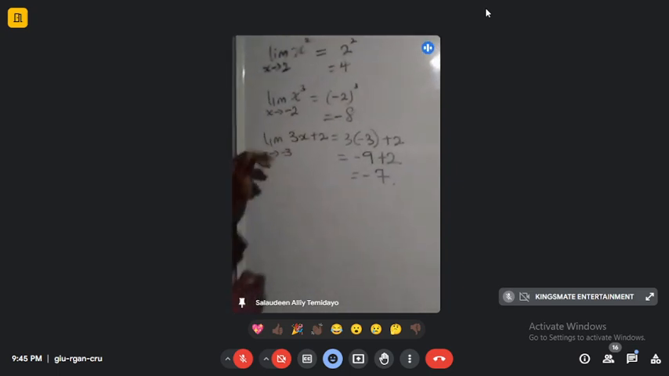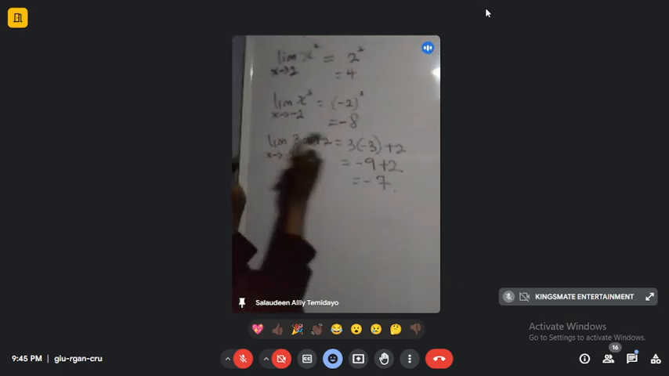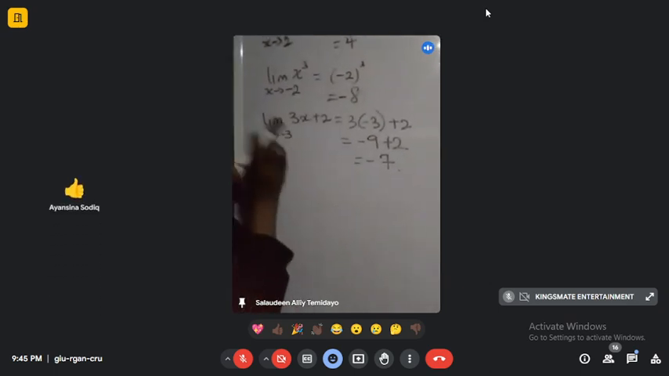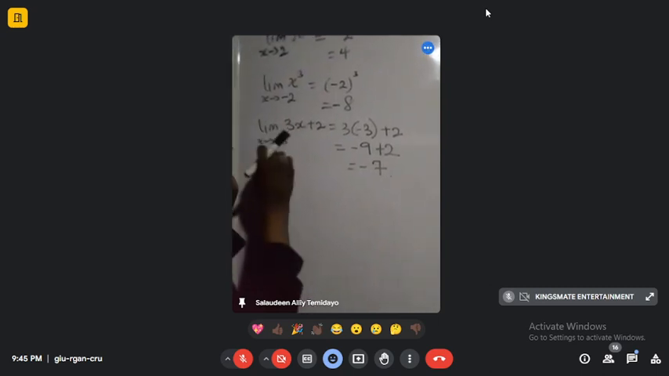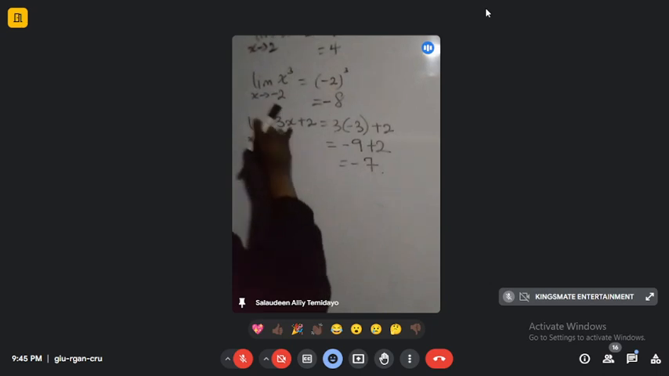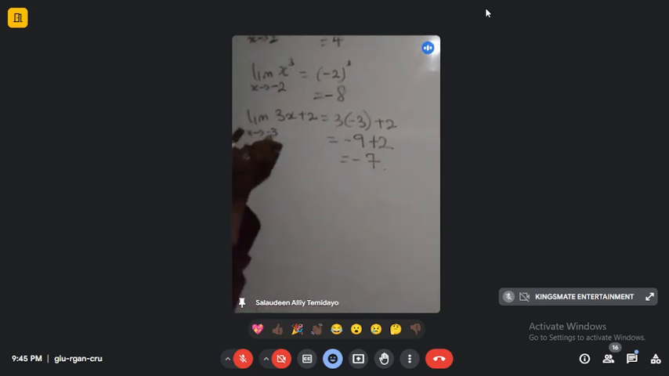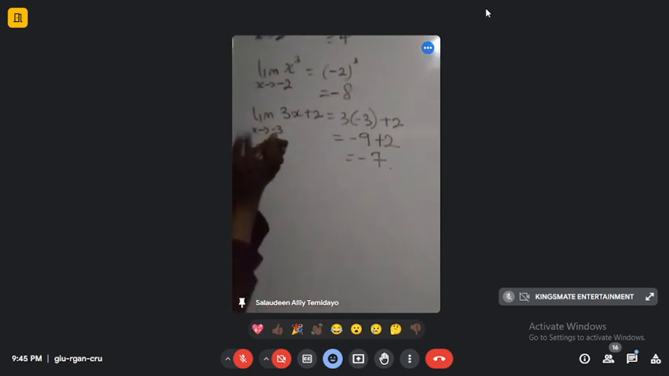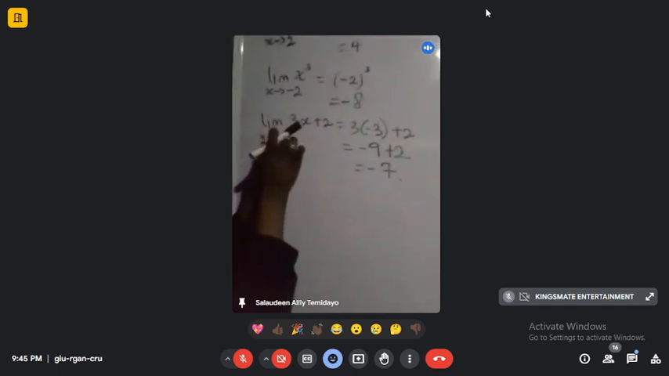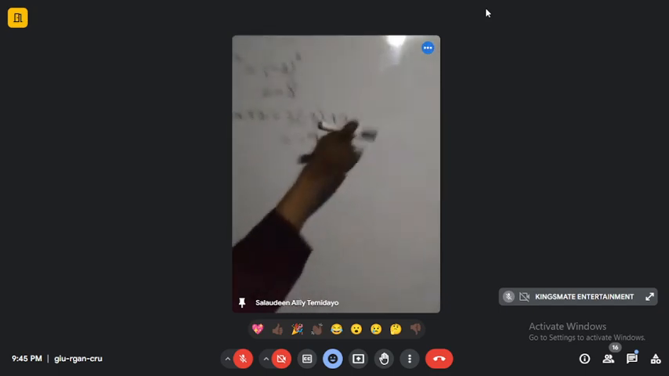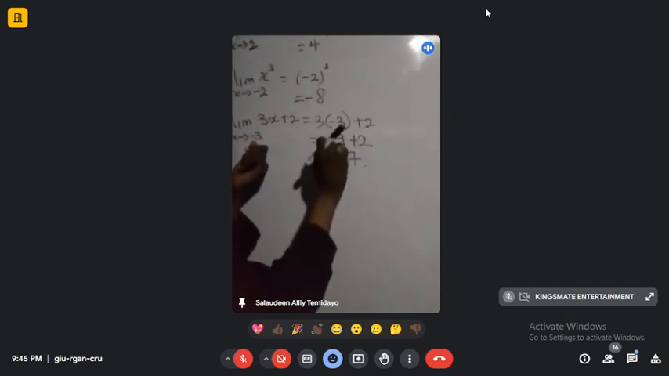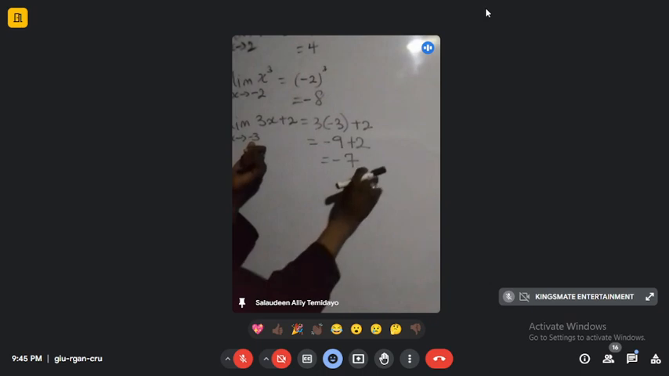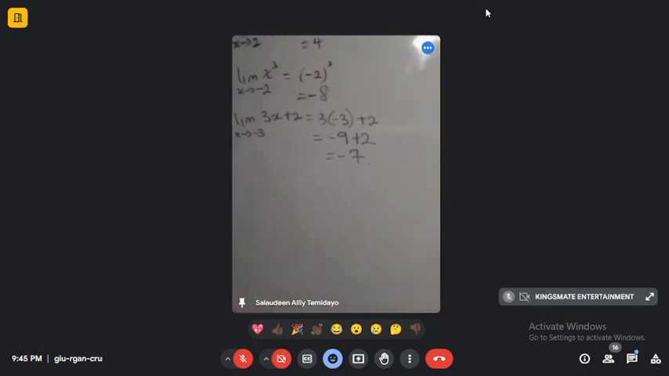I said find the limit of 3x plus 2 as it approaches minus 3. You're going to use the replacement theorem. 3 times what is x? Just take the value of x, which is minus 3. That's 3 times minus 3 plus 2. 3 times minus 3 is minus 9, plus 2 gives minus 7. That's what we did. So the next one, please.